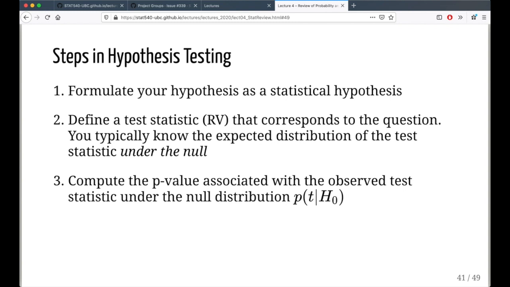And then in step 3, you compute the p-value, which is associated with the observed test statistic, by looking at the likelihood of observing that if the null were true. So if your p-value is extremely small, that means you were very unlikely to observe that given the null hypothesis, and that would be evidence to reject that null hypothesis.